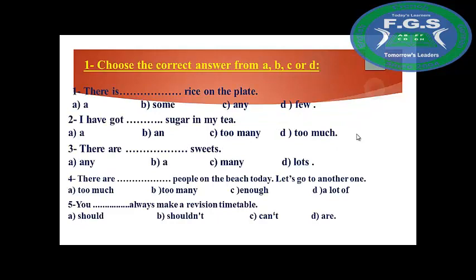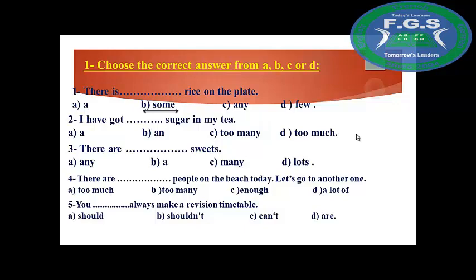Let's start with some questions. Choose the correct answer from A, B, C, or D. Number 1. There is rice on the plate. A: There is a rice. B: There is some rice. C: There is any rice. D: There is few rice. So rice here is an uncountable noun, so we use a, or some, or any, or few. Can you answer that? Yes, excellent. So there's some rice on the plate, because rice is an uncountable noun, so we use some.